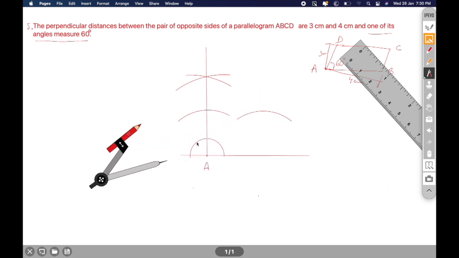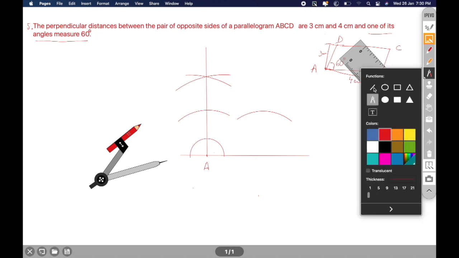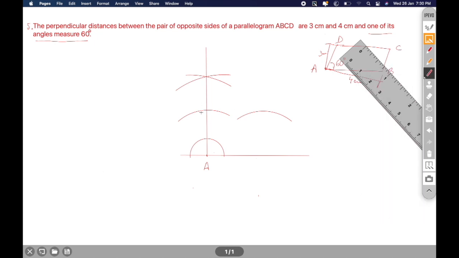Now using a ruler, if we can accurately draw a tangent touching both these arcs and produce the tangent properly, we will get a line which is parallel to the baseline, right? So this line which is parallel to the baseline will turn out to be a portion of the opposite side of the parallelogram.